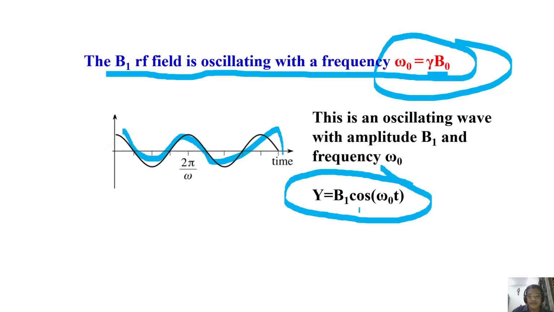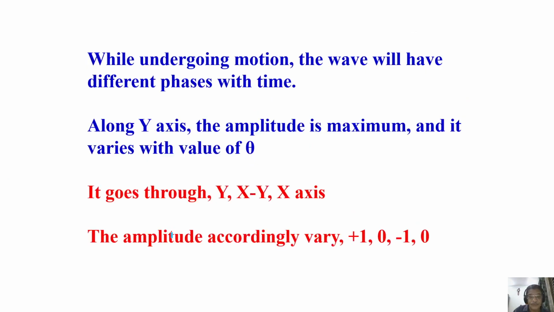The y component is this: B1 cos omega naught t. What is B1? It's the amplitude. And the oscillating frequency is given by omega naught. So any frequency you can take; we have just chosen some number here. This is the oscillating frequency. You can calculate it from the lambda, from which you can calculate the frequency. Okay, fine. This is the concept of an oscillating wave.